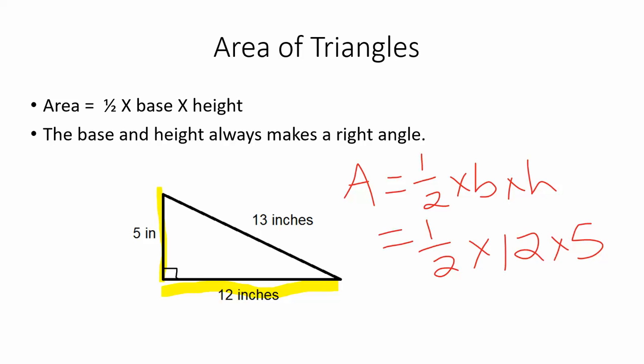Now you can do this on your calculator, or if you want, you can do this in your head. 1/2 times 12 is 6, times 5 is 30. So my area is 30. Remember your units. That's 30 inches squared.